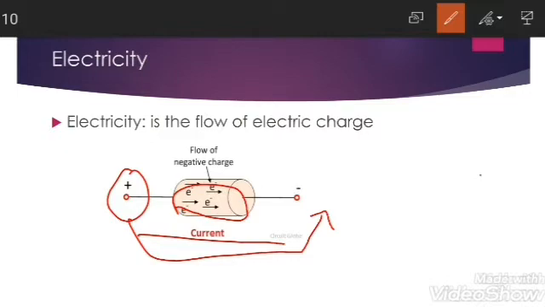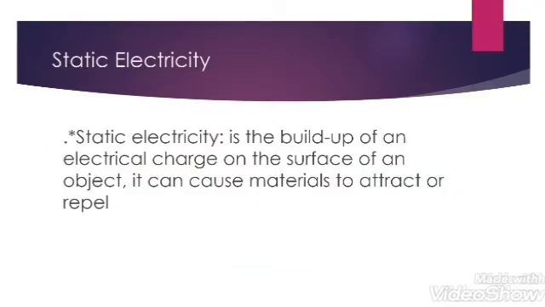Okay, now let's see what static electricity is. Static electricity is the build-up of an electric charge on the surface of an object. It can cause materials to attract or repel. What does this mean? Look at these experiments and let's find out what static electricity is.